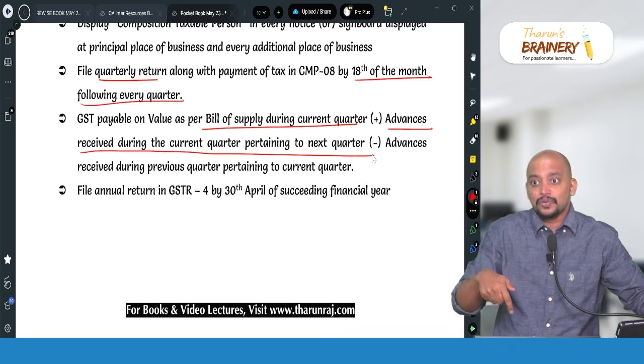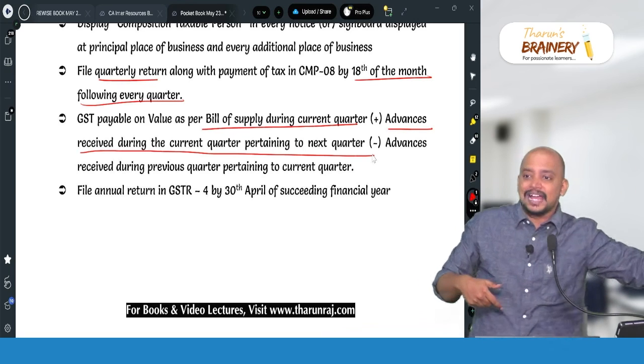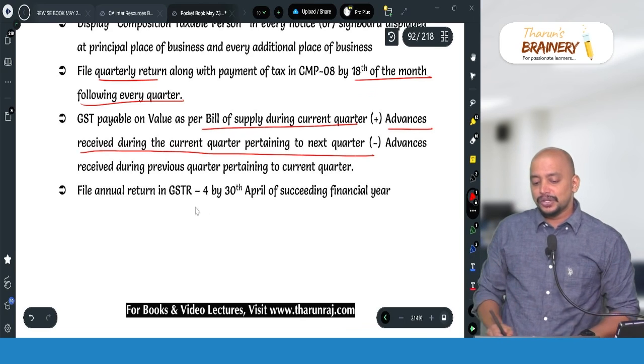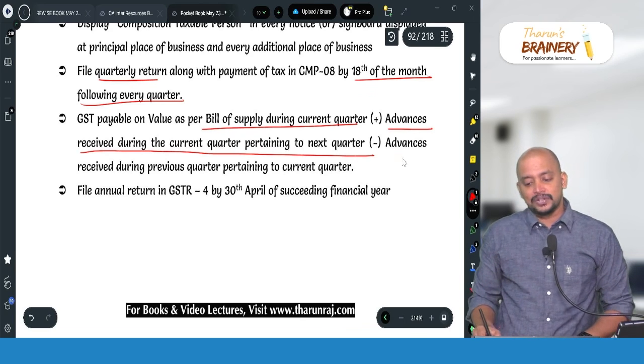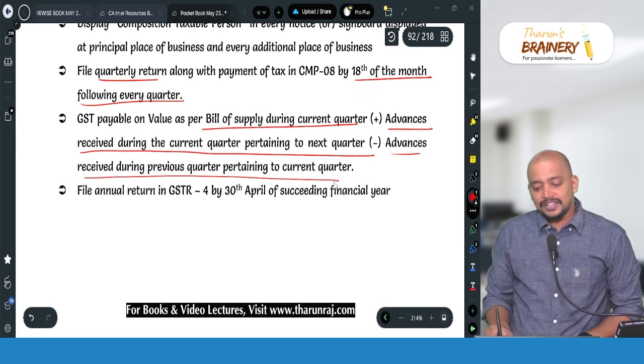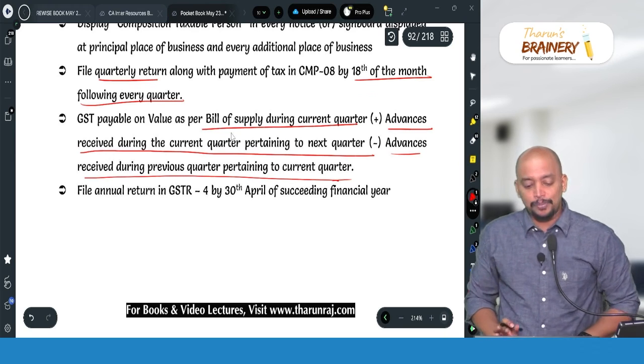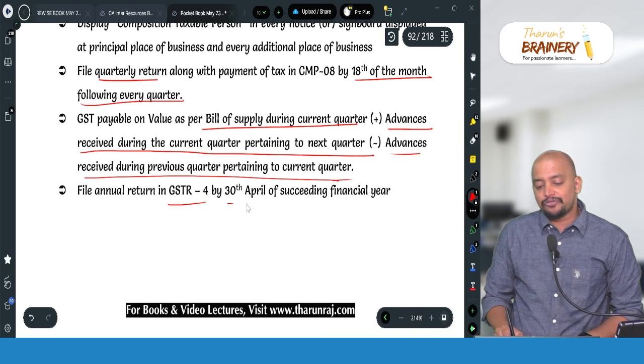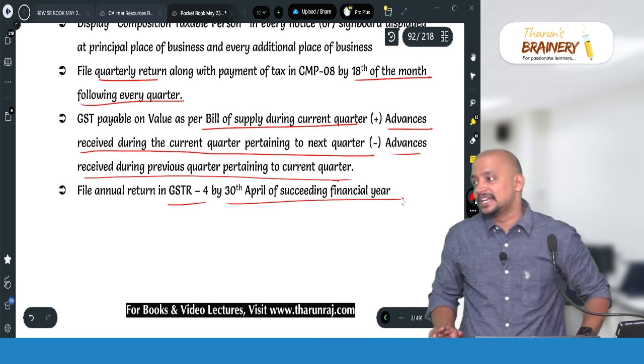is raised in the current quarter, because that advance is already taxed. So minus advances received during previous quarter pertaining to current quarter. So this should be taken as the value for payment of GST under composition scheme. And they need to file an annual return in GSTR4 by 30th April of the succeeding financial year.